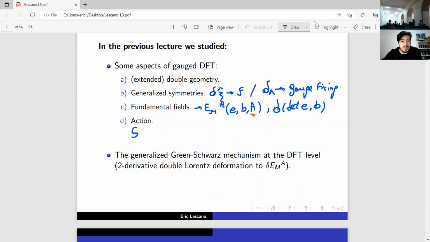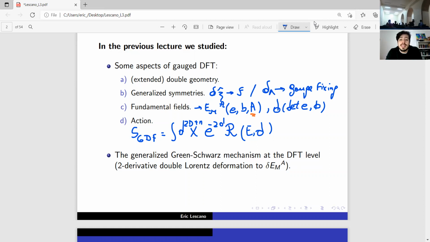We can write this action of gauge double field theory as an integration over 2D plus n dimensions, x. And we have a measure over here related to the dilaton. And then we have a generalized Ricci scalar. This generalized Ricci scalar depends on the generalized frame and on the generalized dilaton through generalized fluxes. We introduce generalized fluxes, and with these generalized fluxes, we could construct this generalized Ricci scalar.